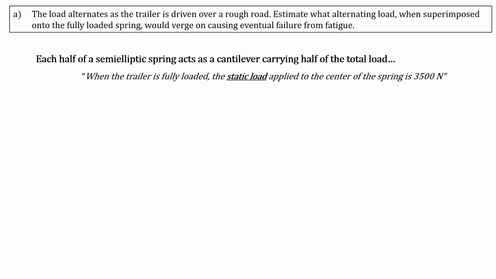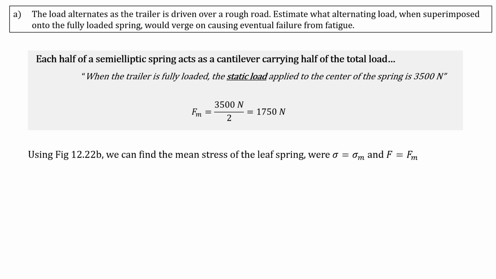So when a trailer is fully loaded, the static load applied to the center of the spring is 3,500 newtons. If we divide that by 2, we can find that our mean force is 1,750 newtons, and we can use that for the rest of this part of the analysis. So using figure 12.22b, we can find the mean stress of the leaf spring, where the stress equals the mean stress and the force equals the mean force. So here's our equation for the mean stress.